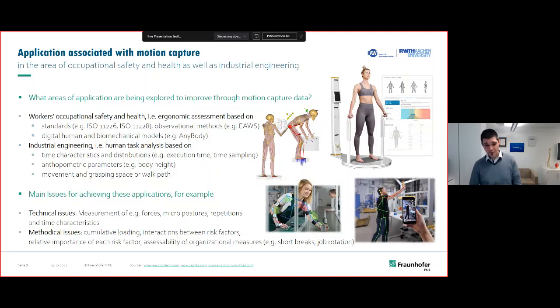Of course, the assessment of organizational measures is a methodical issue too. So we can't really assess by value short breaks or things like job rotation. This is really hard to quantify and to assess until now. So these are methodical issues which we maybe can solve with motion capture because we get better data of our working.